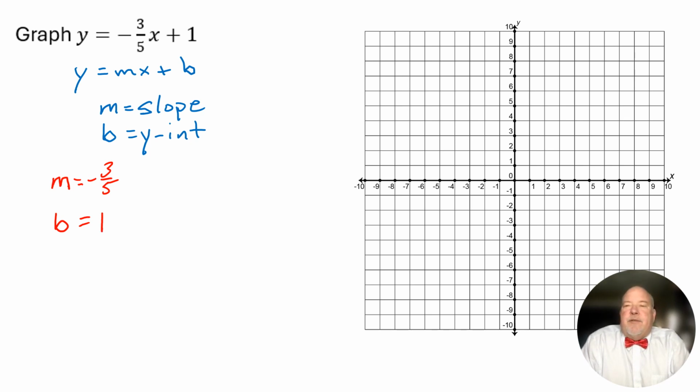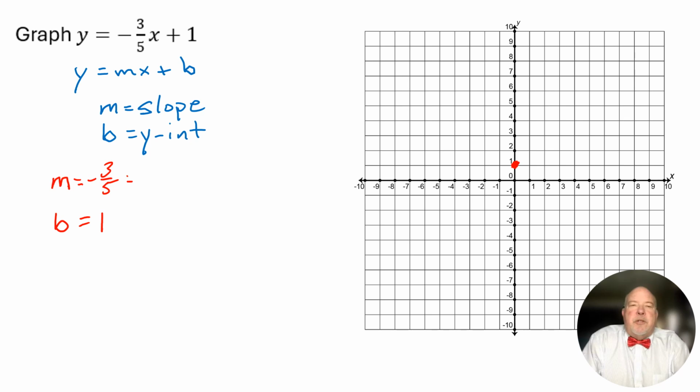Now to graph this, the first thing you want to do is graph the y-intercept. So it crosses the y-axis at 1, so I put a dot on the graph here at 1. Now keep in mind, this is a linear equation, so it graphs as a straight line. And to graph a straight line, all you need are 2 points. So I've got 1 point, now I just need one more. And so we're going to use the slope to find that other point.